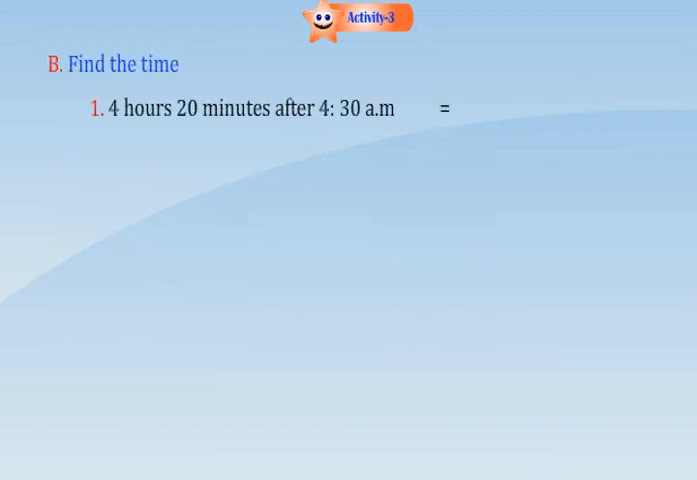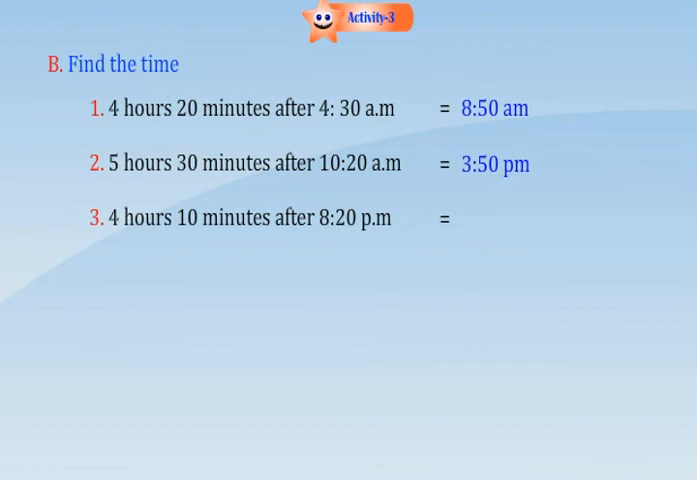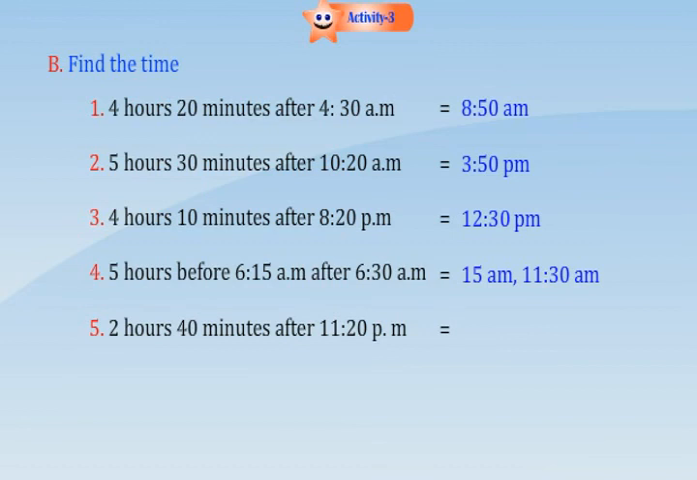Find the time 4 hours 20 minutes after 4:30 a.m. 5 hours 30 minutes after 10:20 a.m. 4 hours 10 minutes after 8:20 p.m. 5 hours before 6:15 a.m. 2 hours 40 minutes after 11:20 p.m.